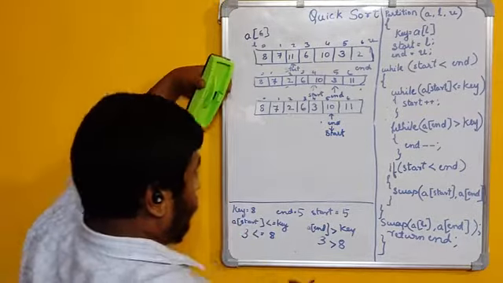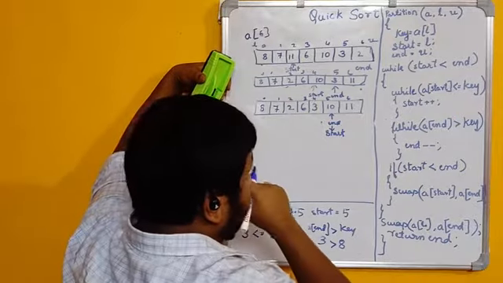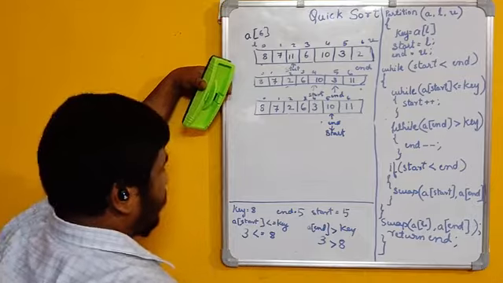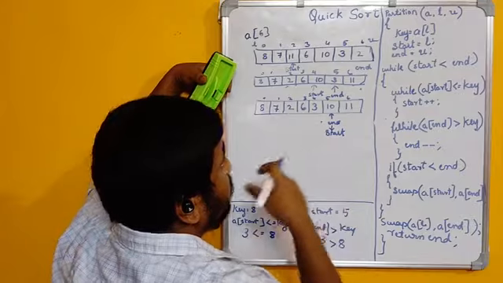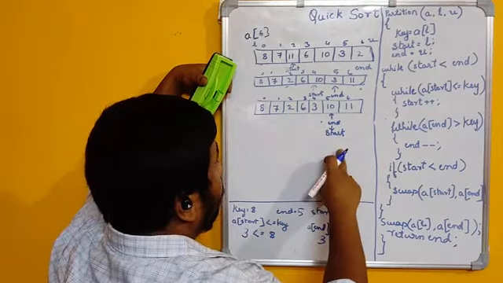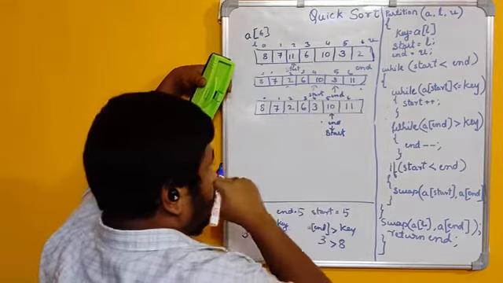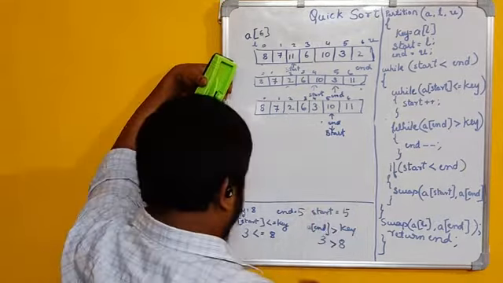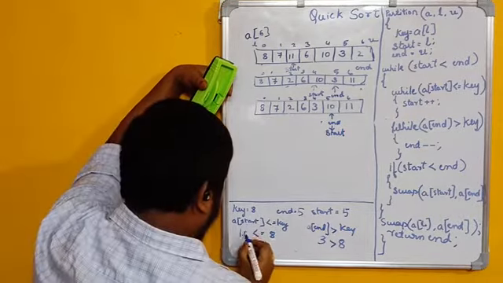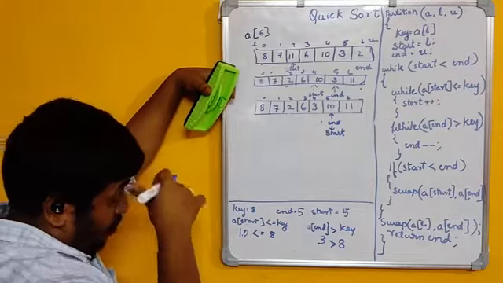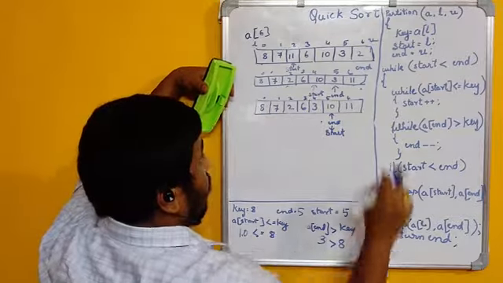Okay. Next step. Again, while A of start is less than or equal to key, what is A of start now? A of start is A of 5. So A of 5 is 10. Less than or equal to 8? No. The condition failed here. So it will come out of the loop.